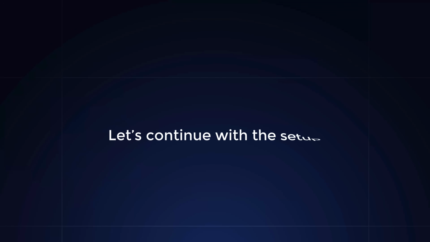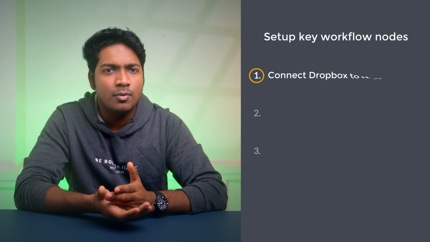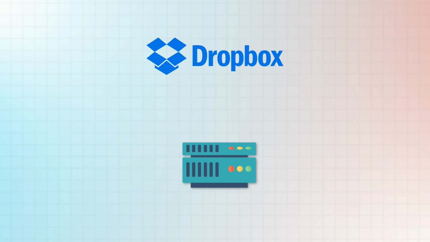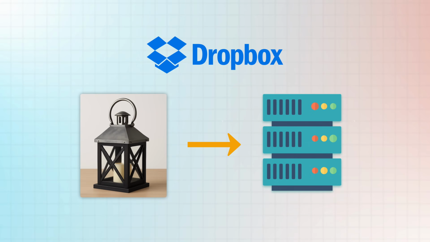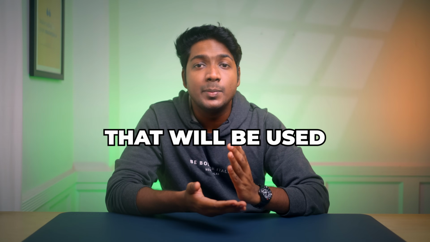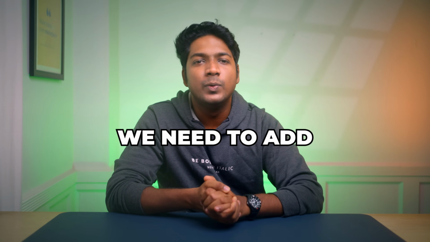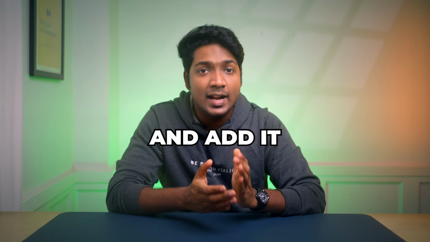All right, now let's continue with the setup. We'll connect each service step by step, starting with Dropbox. So the first step is to connect Dropbox to n8n. Dropbox is used as a storage where we'll upload our product images. Once uploaded, a direct link of the image will be created that will be used to generate the CGI ad video. So to connect Dropbox to n8n, we need to add Dropbox API keys and add it to n8n.